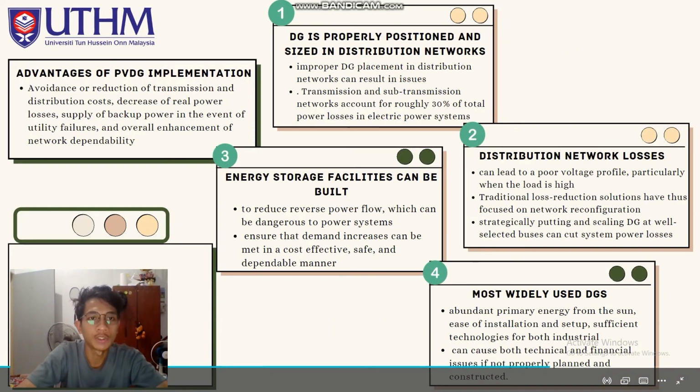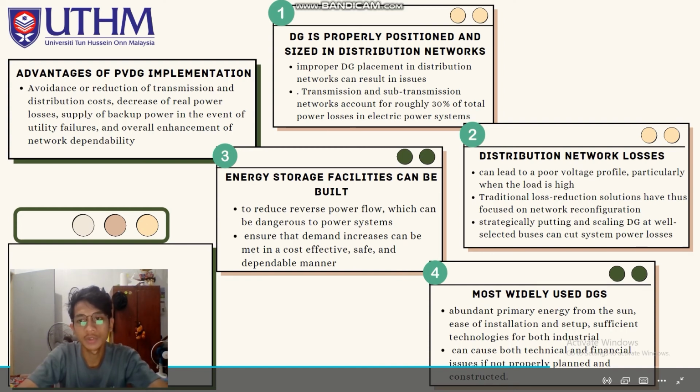So next, I would like to talk about the advantages of PVDG implementation. Avoidance or reduction of emission and distribution cost, decrease of power loss, supply of backup power in the event of utility failure, and overall enhancement of network dependability. First, distributed generation is properly positioned and sized in the distribution network. The point is that improper DG placement in the distribution network can result in issues. Second, transmission and distribution networks account for roughly 30% of total power losses in the electric power system. Second, distribution network losses can lead to a poor voltage profile, particularly when the load is high.